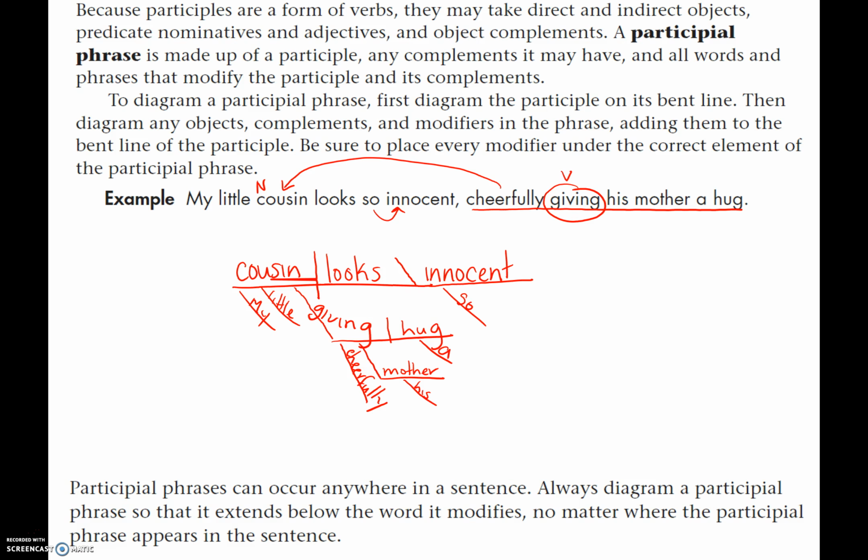One thing that I do want to point out with this example is that the participle can be anywhere in the sentence. The participial phrase in this case is at the end of the sentence, but it's describing a word that's way back at the beginning, the subject of the sentence. So don't let that throw you off. You should put the participle underneath whatever it's describing, not at the end of the sentence just because it comes at the end of the sentence.